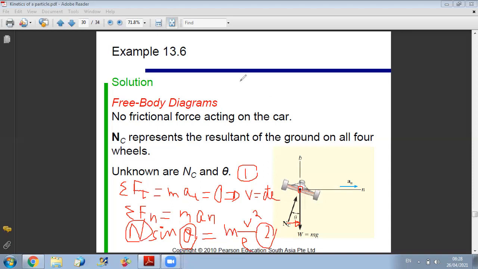The third relation is sum of forces along b equals to 0. So if I project now along UB, I have the projection of the normal, which is positive upward, and the projection is N cosine theta, while the weight is vertical downward. So I get plus N cosine theta minus W, so minus mg, equals to 0. So this is equation number 3.